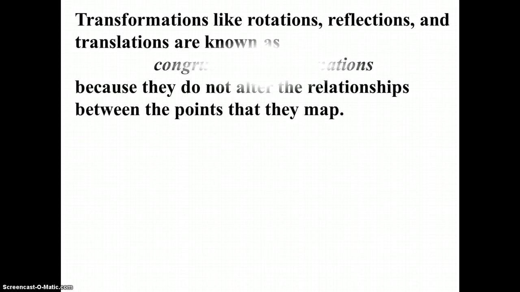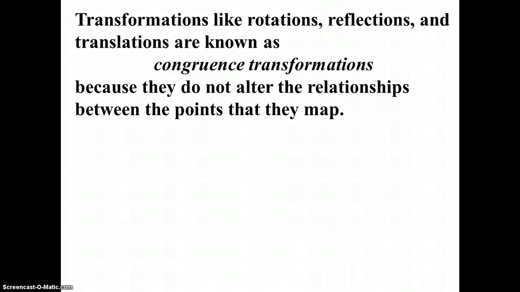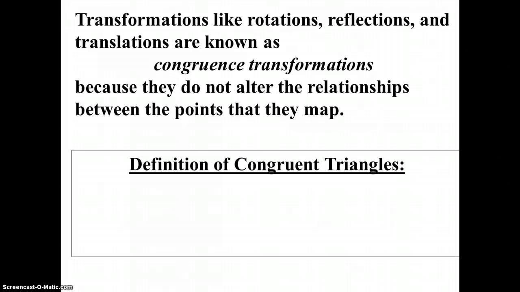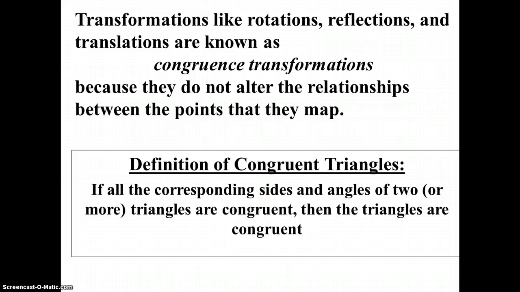Well, transformations like rotations, reflections, and translations are also known as congruent transformations because they don't alter the relationship between the points that they map, meaning it looks exactly the same, it's just in a new position. We haven't resized it, the angles are all exactly the same, meaning they are congruent. So what does it mean to be congruent if it's an object? Well, if all the corresponding sides and angles of two or more triangles are congruent, then the triangles are congruent.